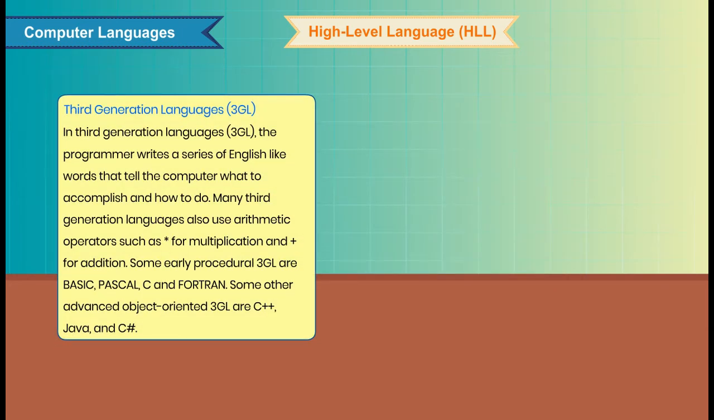Third-generation languages, 3GL. In third-generation languages, the programmer writes a series of English-like words that tell the computer what to accomplish and how to do it. Many third-generation languages also use arithmetic operators such as asterisk for multiplication and plus for addition. Some early procedural 3GL are BASIC, Pascal, C, and Fortran. Some other advanced object-oriented 3GL are C++, Java, and C#.